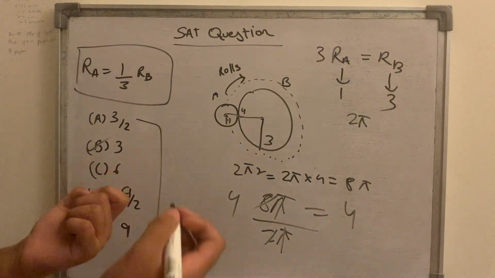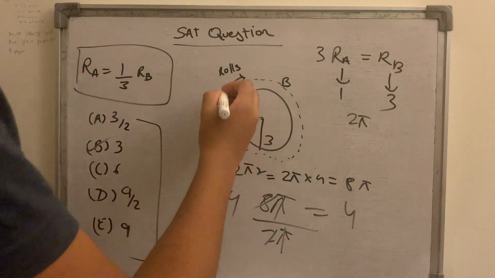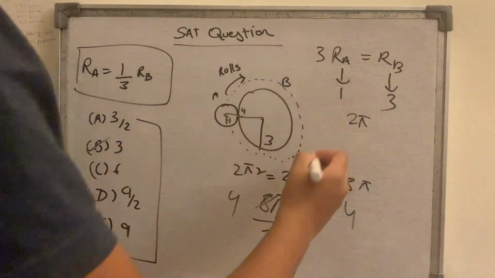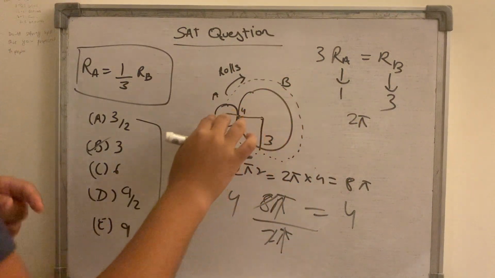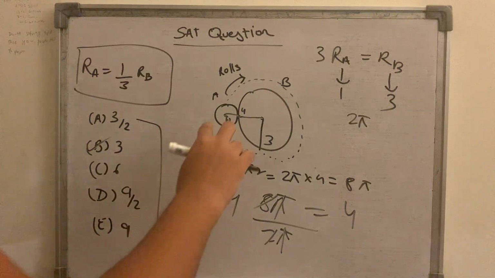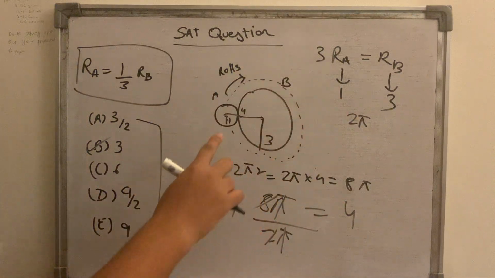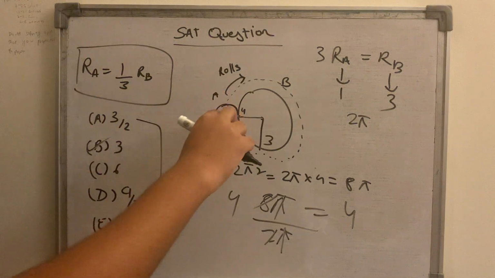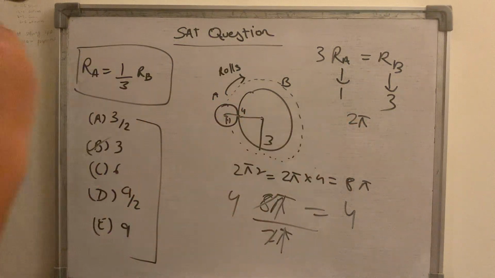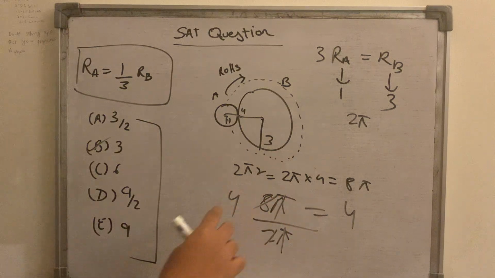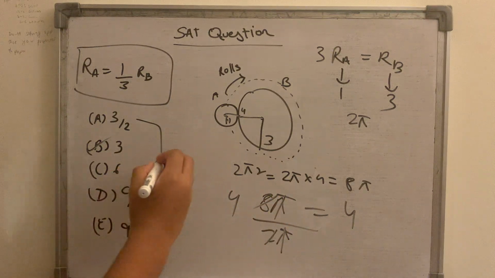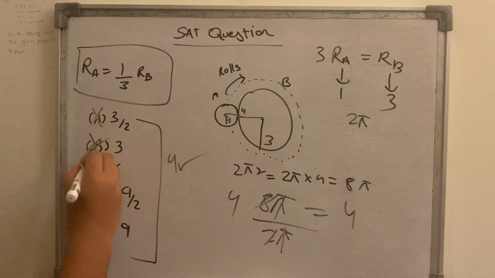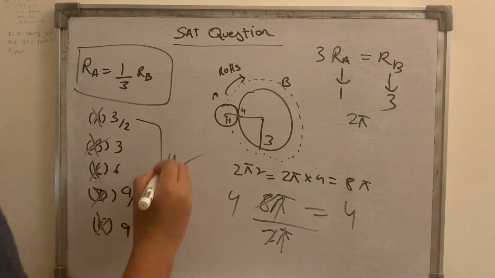Alright, so basically to sum up, we found out the circular trajectory of the center point of the smaller circle, which is 3 plus 1, has a radius of 4, right? So the distance the center has to travel is 8 pi, and the distance that is traveled in one revolution is 2 pi. So 8 pi divided by 2 pi gives us 4. So the correct answer is 4. Okay, 4 is the correct answer. None of these answers are correct. 4 is the correct answer.